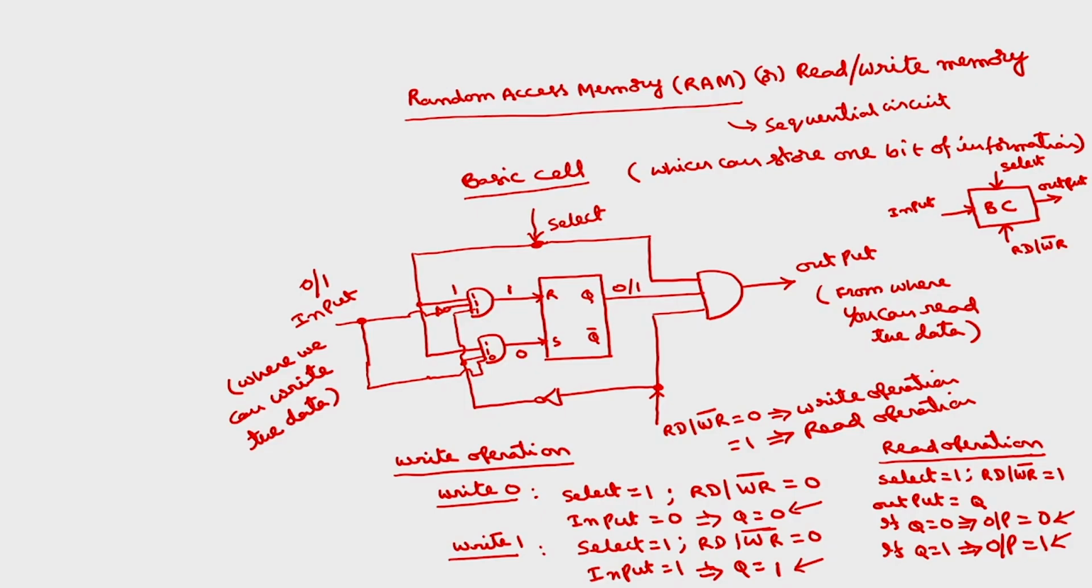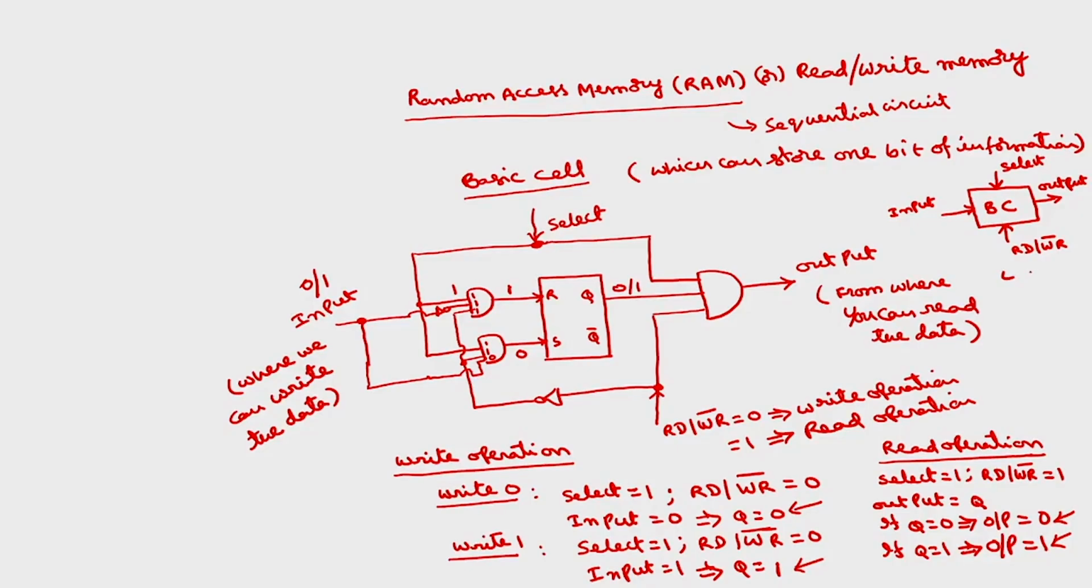Now using this basic cell, we can construct any big memories. Suppose if I want 4 by 2 RAM, 4 by 2 random access memory.